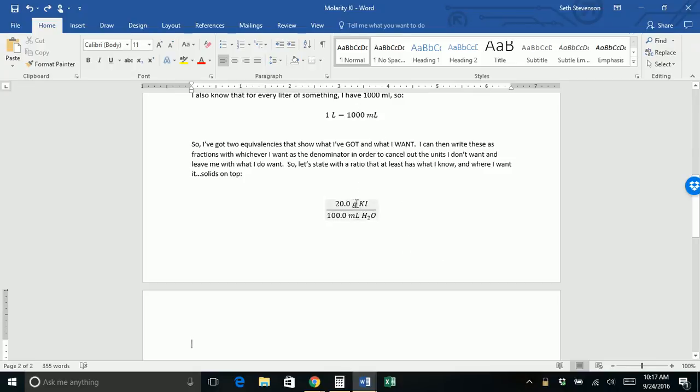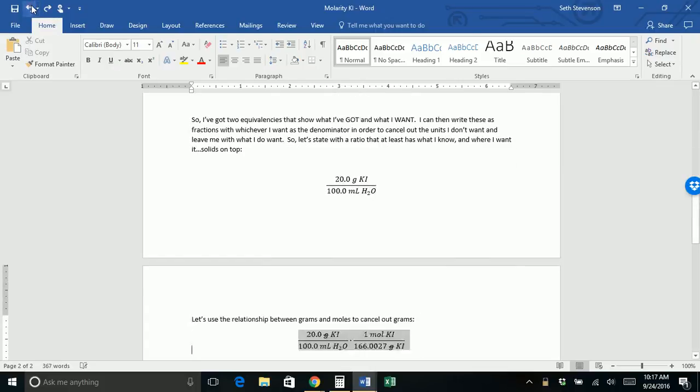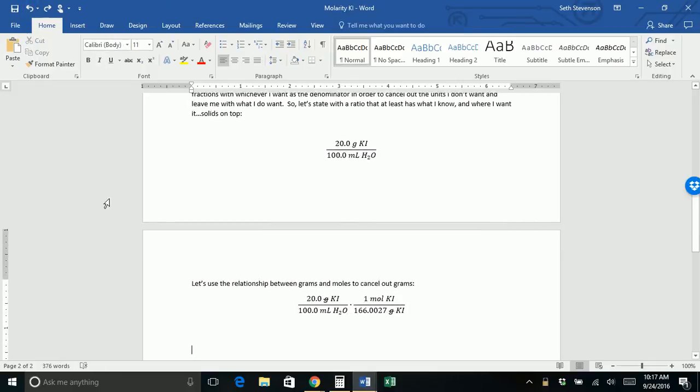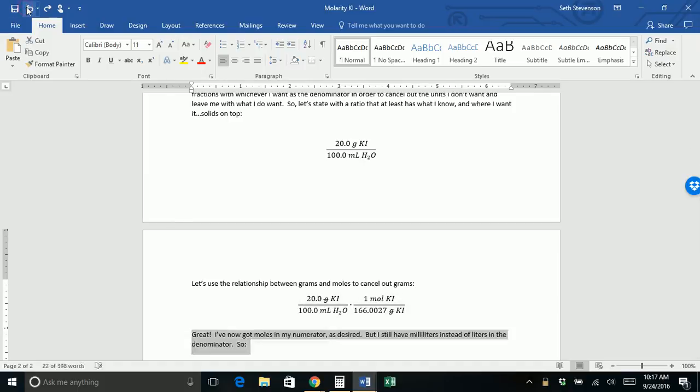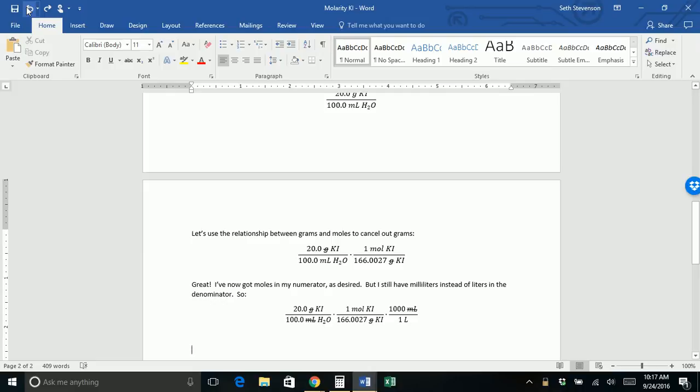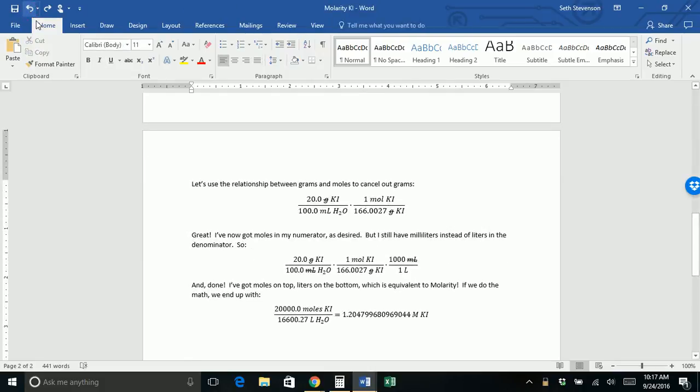Well, I want to get rid of grams, and I want to be left with moles, so there we go. If I write it as moles over grams, the grams in the denominator will cancel the grams in the numerator. I am still left with milliliters here, though, which isn't quite good enough. So here we go. Now I've got 1,000 milliliters on the top, which cancels milliliters on the bottom, and I'm left with 1 liter on the bottom. So we can see here the only units that are remaining are the ones I want, moles per liter, molarity. If we actually go ahead and do the math, we're going to end up with this.